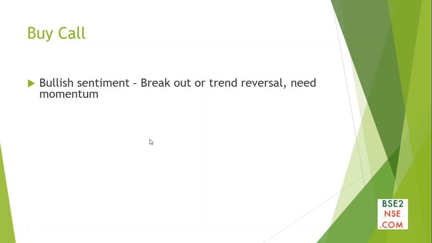For option buyers, time decay is against you. As the number of days goes on towards the expiry, the premium will decay. So you need momentum. When you buy an option, let it be call or put, if there is no momentum in the direction, then the premium will fall. Most likely you will end up in losses. So look for a breakout or a trend reversal before you actually buy a call option.